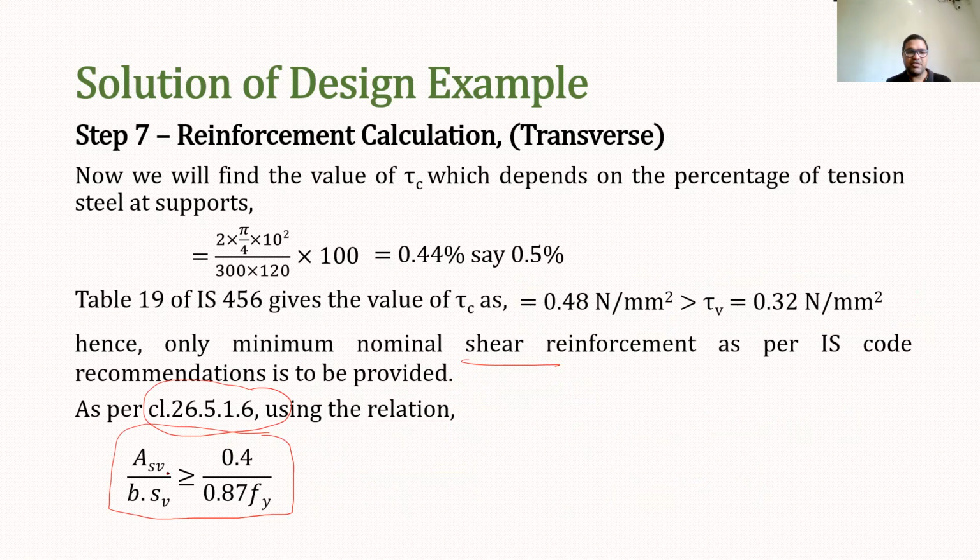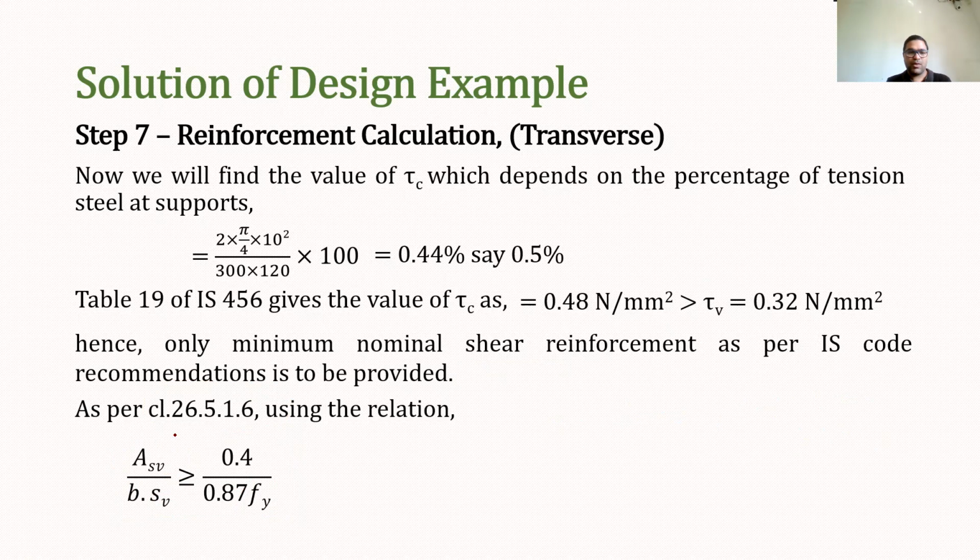In this, ASV is the area of cross-section of the stirrup legs. Generally we use two-legged vertical stirrups, so ASV will become 2 multiplied by the area of cross-section of one leg. We first need to find ASV by assuming the dia of the stirrup bar, and we already have the values of b and fy. With this we will calculate SV, which is the spacing of the stirrups.